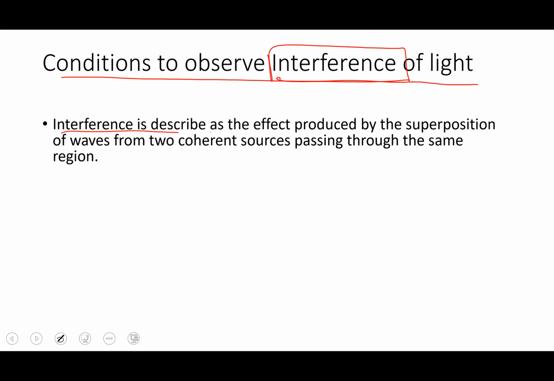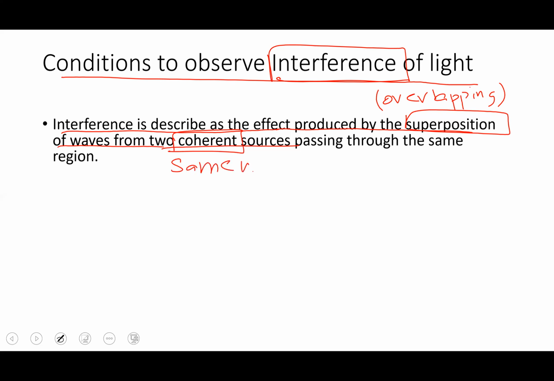Interference is described as the effect produced by the superposition, or in simple words, you can say overlapping, of waves, or light waves, from two coherent sources. What does coherent mean? Of the same wavelength. So the wavelength should be the same, passing through the same region. Now in this condition, interference is formed.